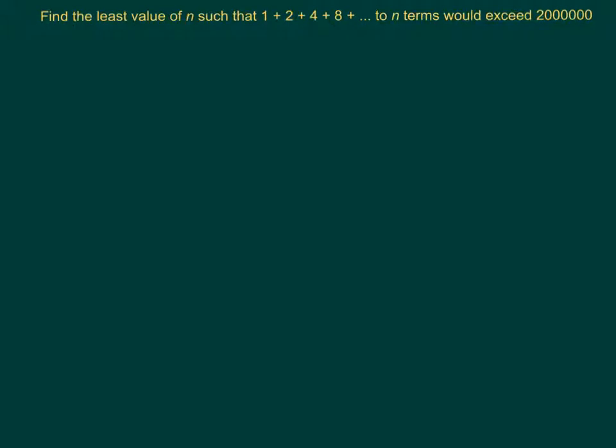So one more example before you can get on with exercise 7D. Our last example: we're going to find the least value of n such that the series 1, add 2, add 4, add 8, add to n terms is going to exceed 2 million. This is similar to the ones that involved logs from exercise 7C. So we want to set up our sum formula. We've got a is equal to 1, r is equal to 2.